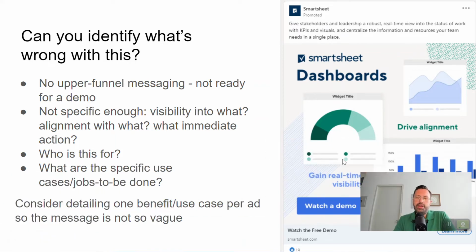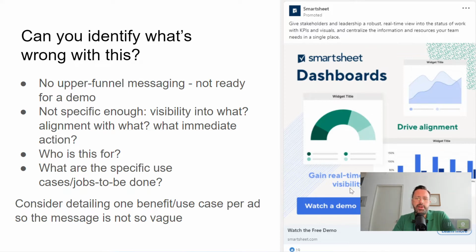Okay, so to give you some context here, I don't remember seeing any other ad for this company. So as far as I know, there's no upper funnel messaging. All they're pushing from my personal experience is getting people into the demo. Not very efficient. You should be running upper funnel messaging to get people warmed up to the point where they want to request a demo. Okay, the other thing is they're not being specific enough.